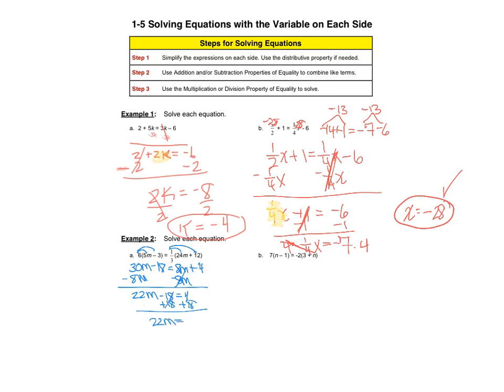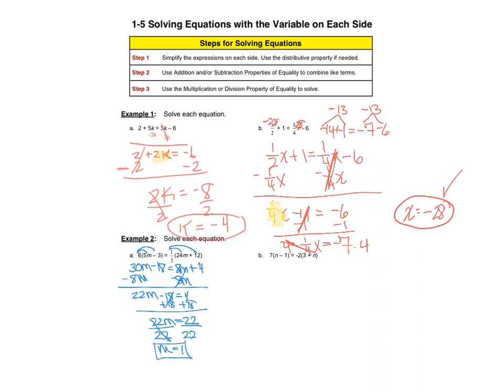22m equals 4 plus 18, which is 22. Now I can get m by itself by the division property of equality. Divide both sides by 22, and m equals 1. We can plug that in and check.